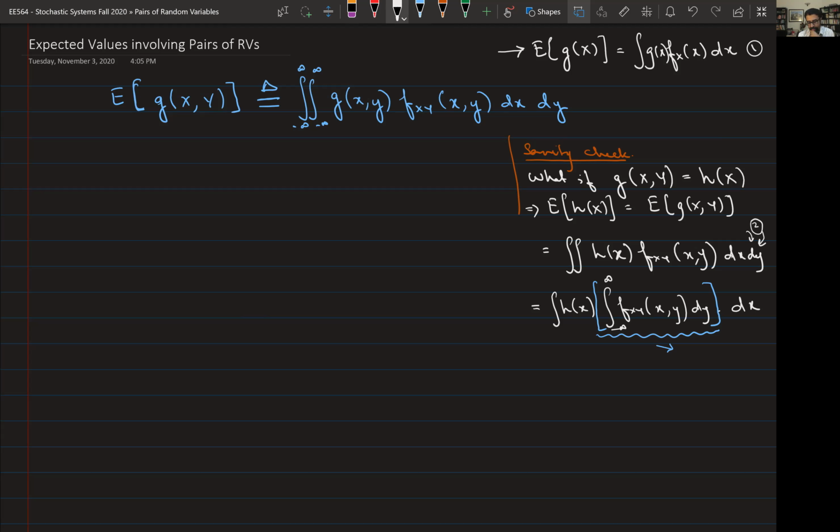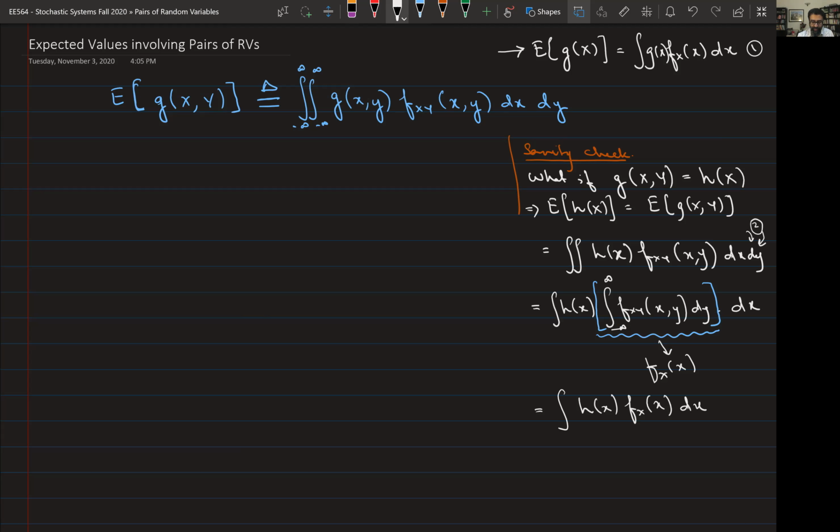Josefa, what do you think? Sir, this is the marginal PDF of x. Good, right? So this is the marginal PDF of x. This is something we did last time. This is fx of x, right? And therefore, this is the integral of h of x, fx of x dx, and that is nothing but the definition we had earlier. So there's nothing wrong here.